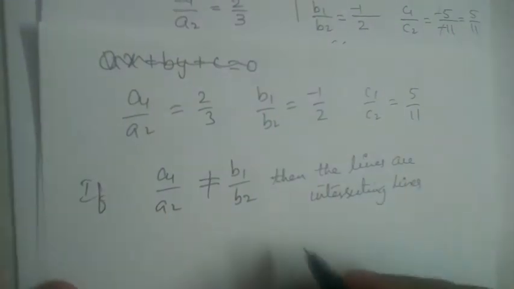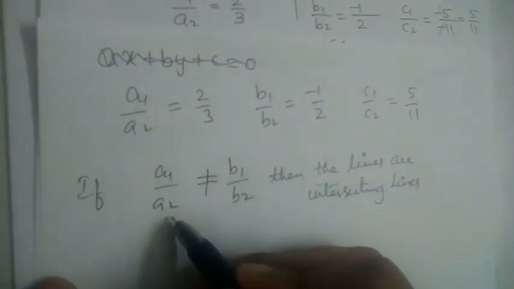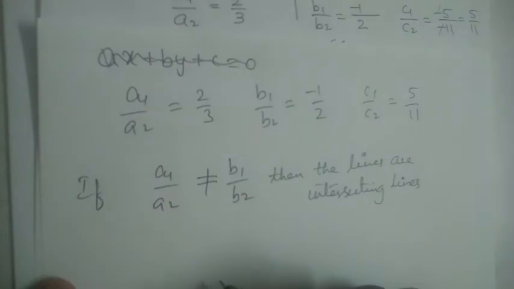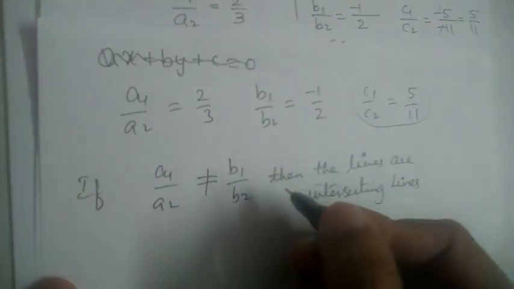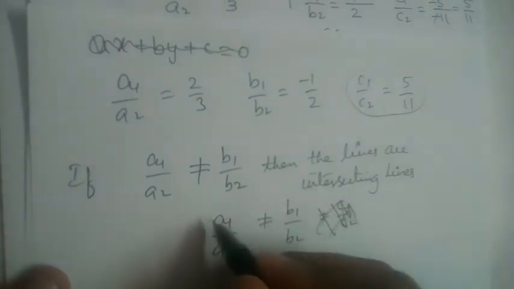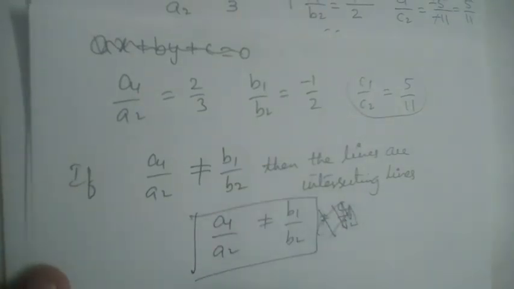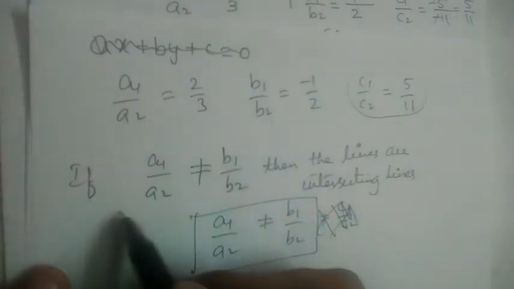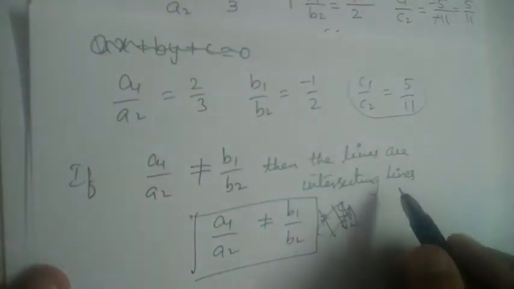Okay, the lines will be intersecting lines if a1 by a2 is not equal to b1 by b2. Forget about c1 by c2. It can be equal to c1 by c2 or it cannot be equal to c1 by c2. Like this, a1 by a2 is not equal to b1 by b2, but this can be equal to c1 by c2 or it may not be equal to c1 by c2. We need not worry about c1 by c2 when these two are not equal. If they are not equal, don't worry about c1 by c2 at all.